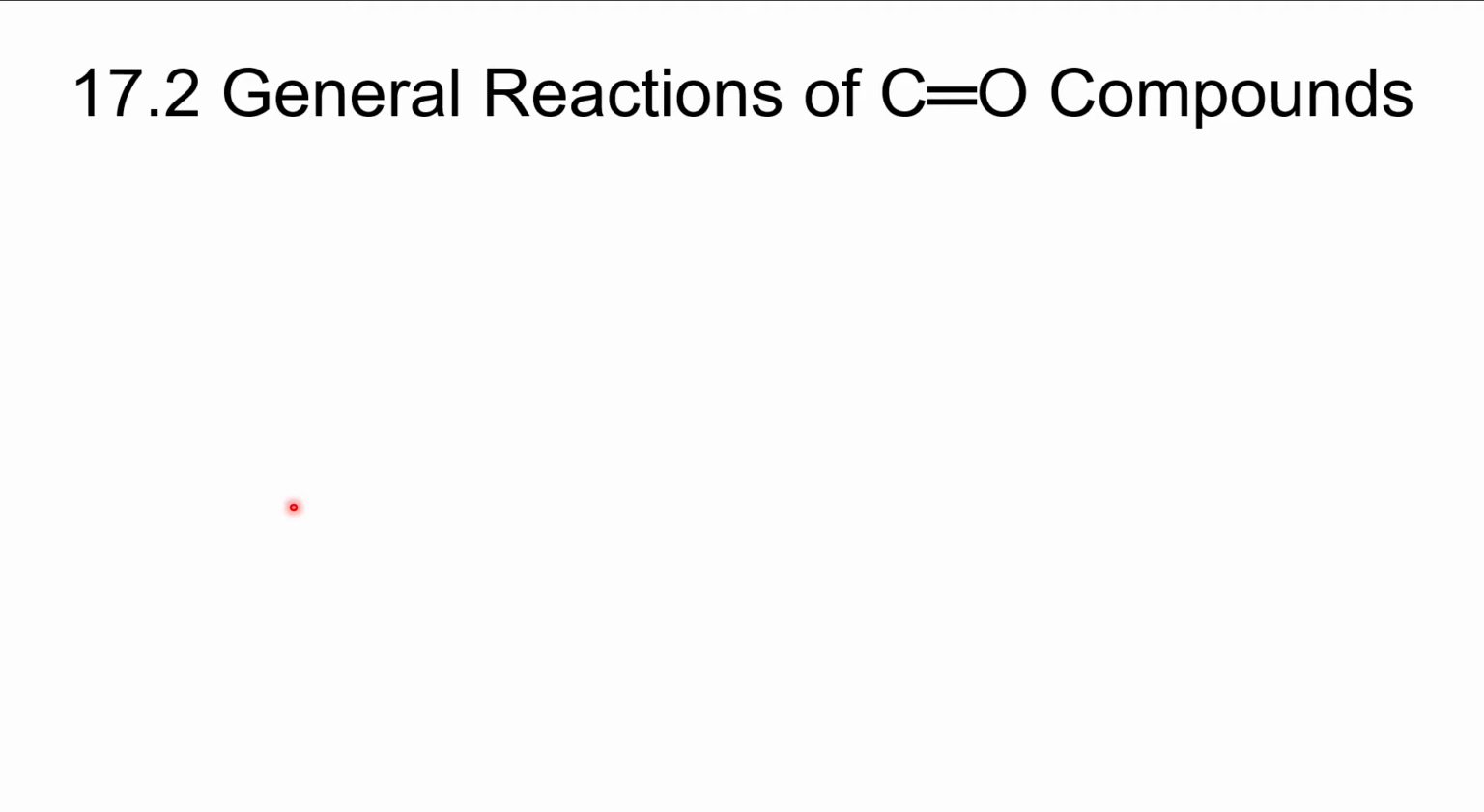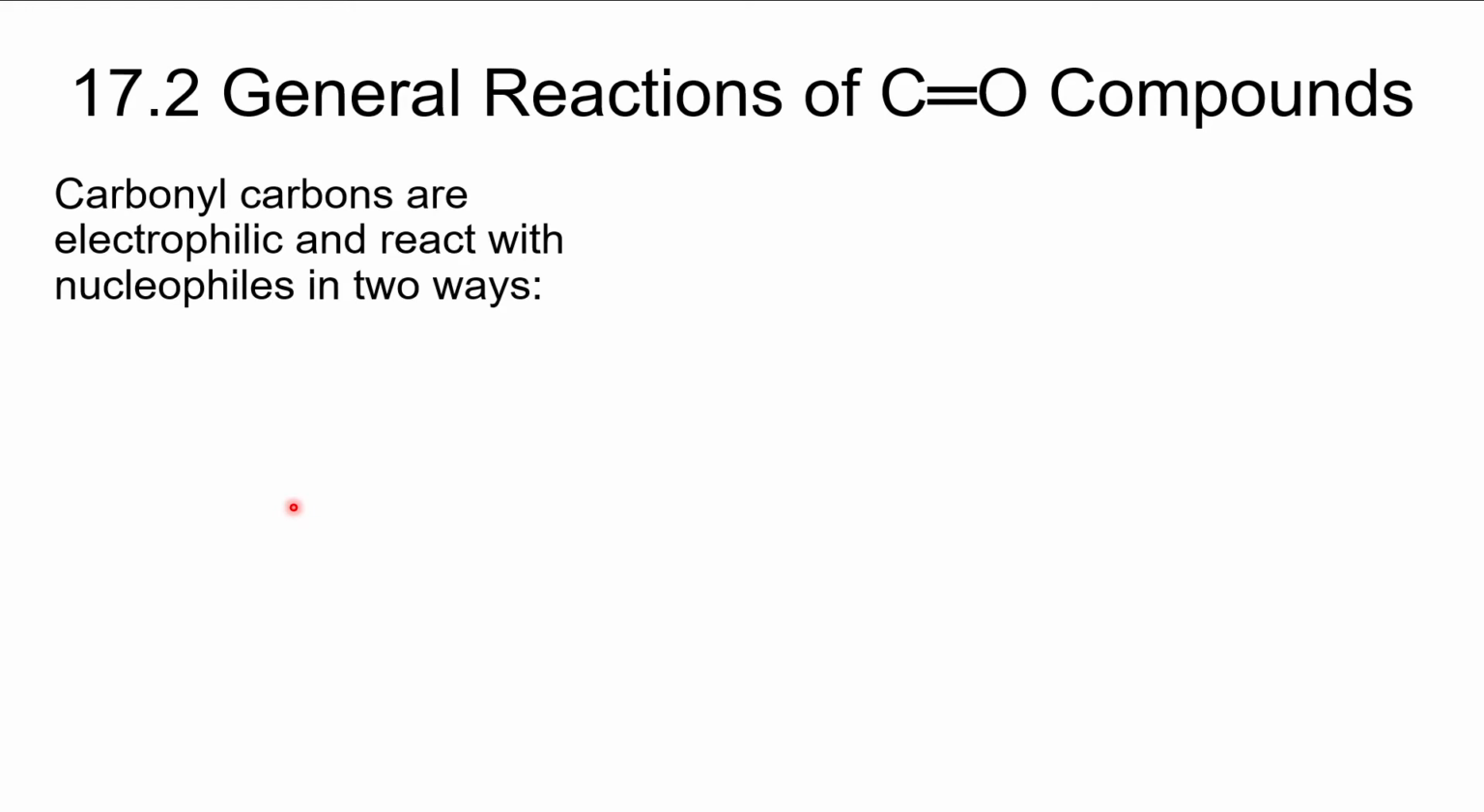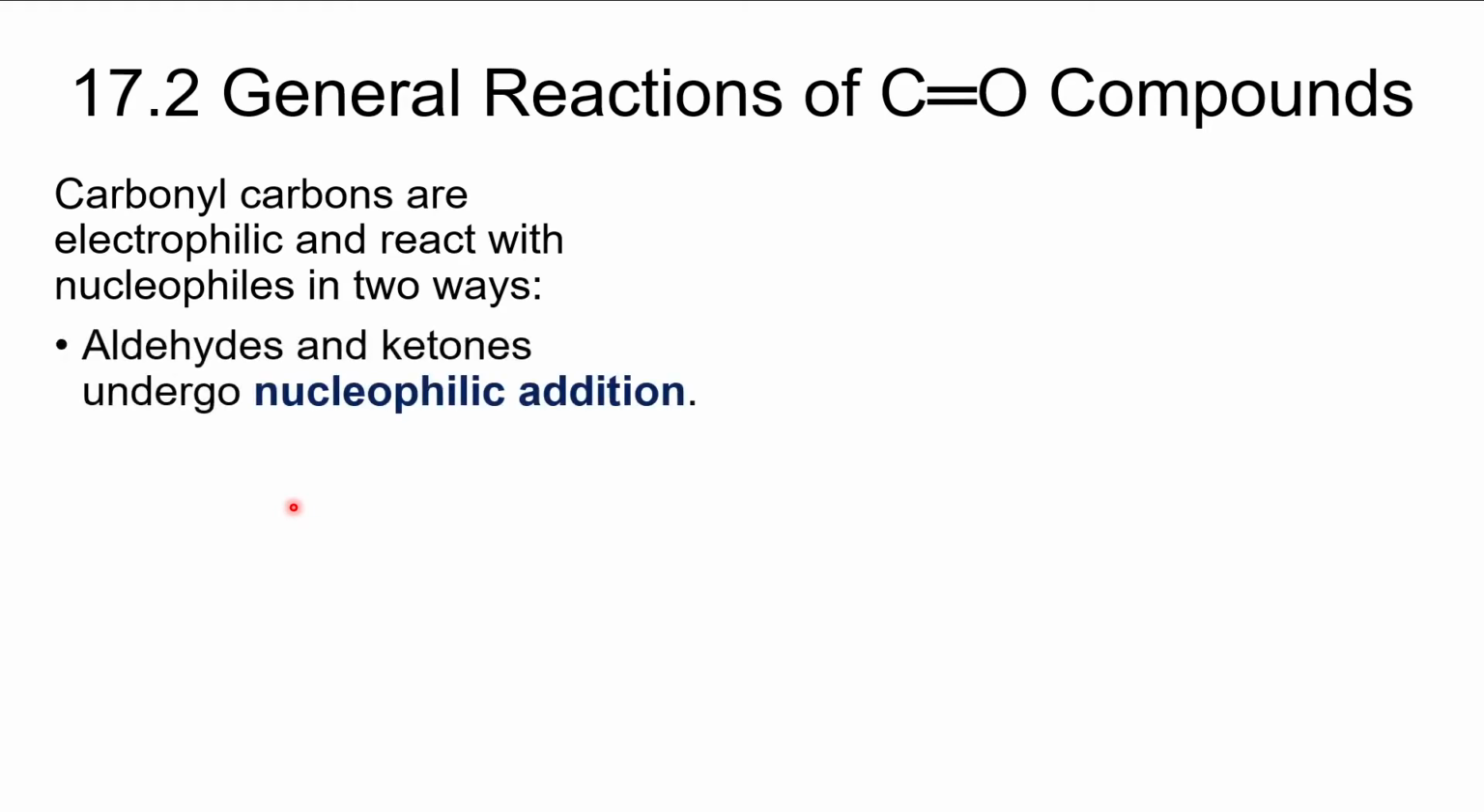So we want to look at two different types of reactions. We're going to look at reactions that do nucleophilic addition, and this is going to include aldehydes and ketones. So with aldehydes and ketones, you can do nucleophilic addition across the carbon-oxygen bond, where you'll add a nucleophile to the carbon and usually a hydrogen, but it can be something else, to the oxygen. And that is nucleophilic addition. This happens with all aldehydes and ketones, with a few minor exceptions that we'll get to later.